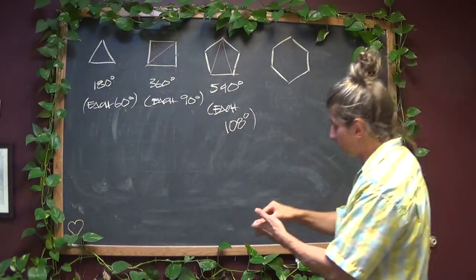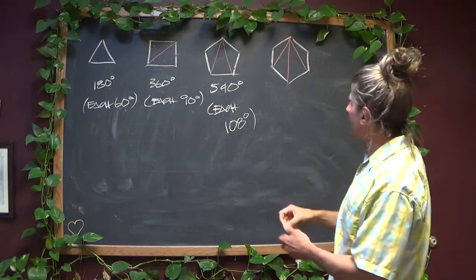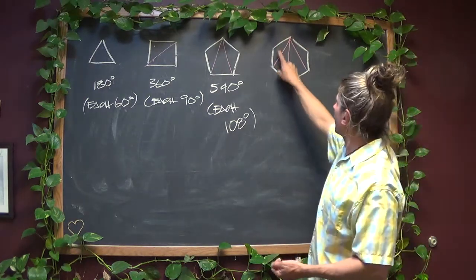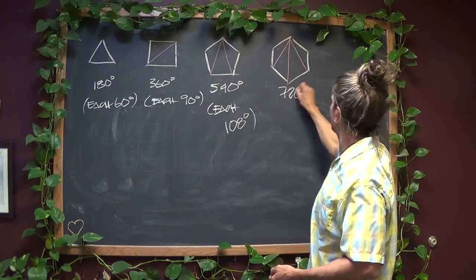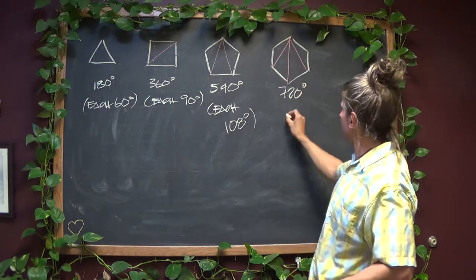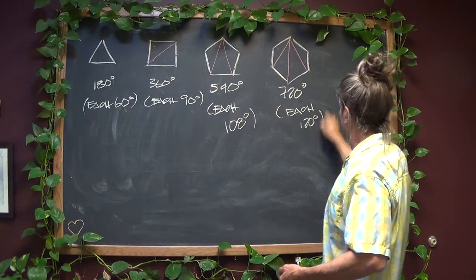And then we can do one more to get the pattern. So for a hexagon, you're going to have 1, 2, 3, so 3 diagonals, and that makes 4 triangles. So that's going to be 4 times 180, which is 720 degrees total, divided by 6 is going to be 120 each. Okay.